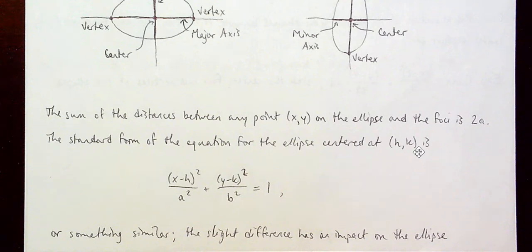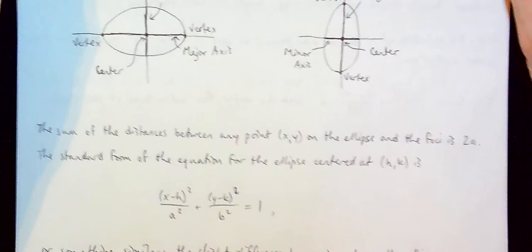The standard form for the equation of an ellipse that is centered at the point h comma k takes on the following form. X minus h, quantity squared over a squared, plus y minus k, quantity squared over b squared, is equal to 1. Now, that's not the only one. There is one that is very similar, with only a slight difference, but that slight difference does have an impact on the ellipse and what it looks like.